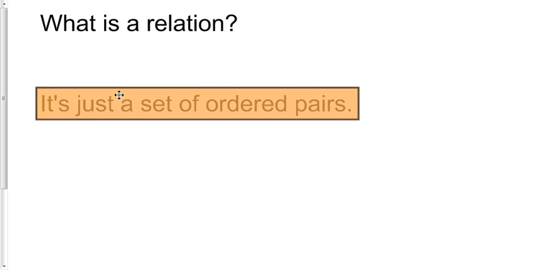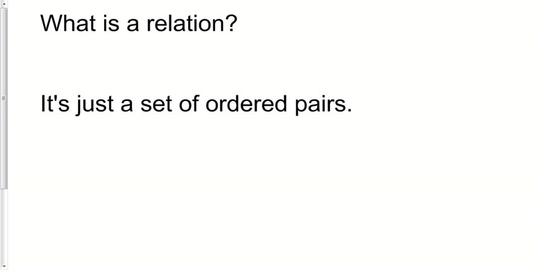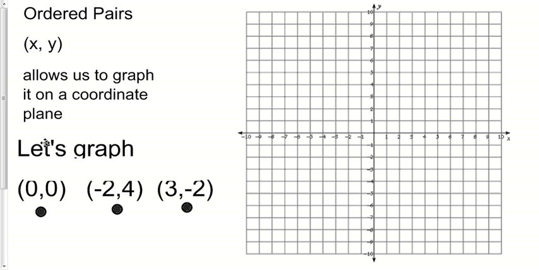So what is a relation? It's just a set of ordered pairs. An ordered pair, if you remember, is a combination of an x value and a y value, and it lets us be able to look at specific places on a coordinate plane.